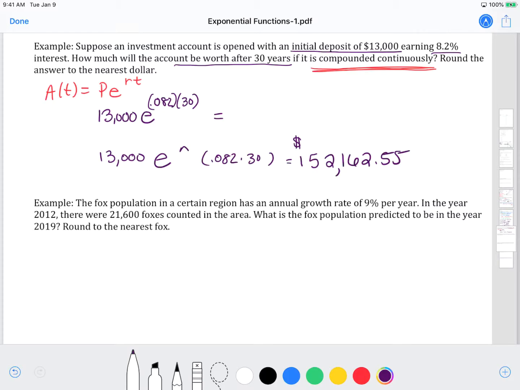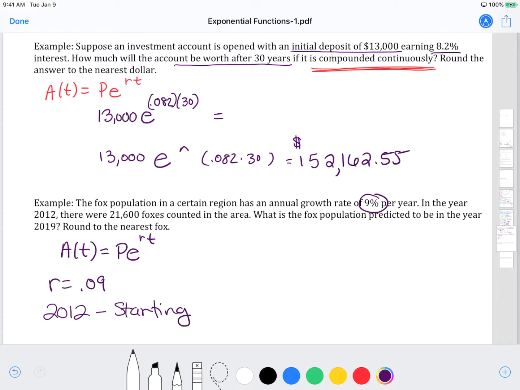Now for the second example, this one talks about animal population. A lot of times we can use that natural exponential function to model the population of animals. And in this problem, it says the growth rate is 9%. So that's what we're going to put in for r. But we're going to put it in as a decimal, so make sure you remember to put in r as 0.09 and not 9. And it says we're starting to track this in the year 2012. This is when we're starting.